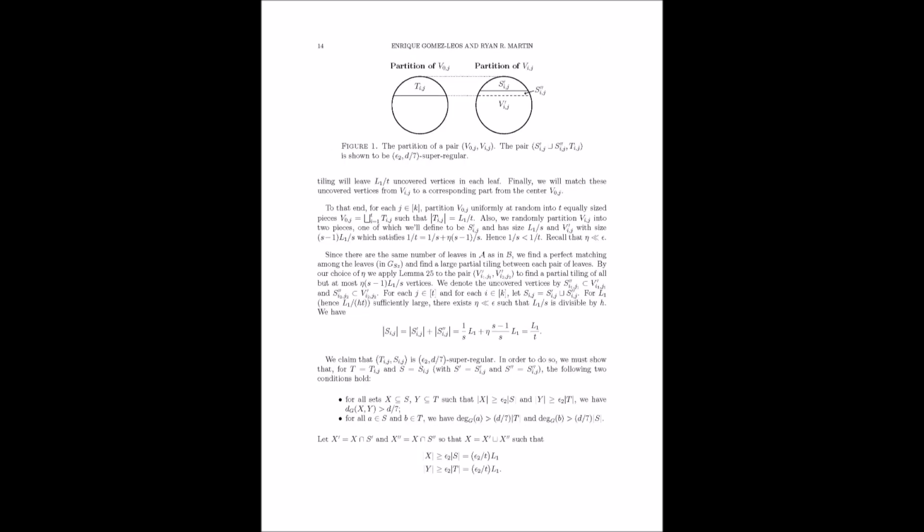What happens next? They carefully match up parts of the center clusters to those leaf clusters to create the final tiling. They randomly partition each center cluster into t equal pieces and each leaf cluster into two carefully sized pieces. Then they use lemma 25 again to find near-perfect tilings between certain parts of the leaf clusters, leaving just the right number of uncovered vertices.